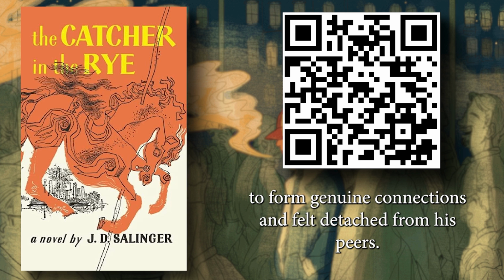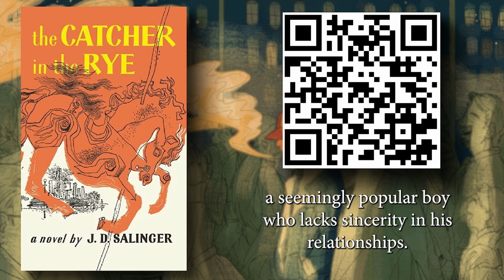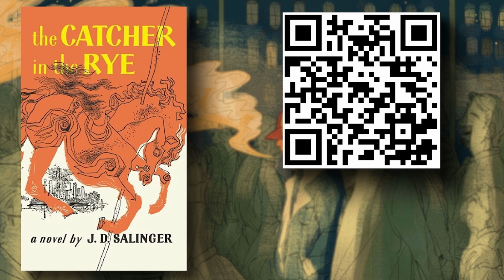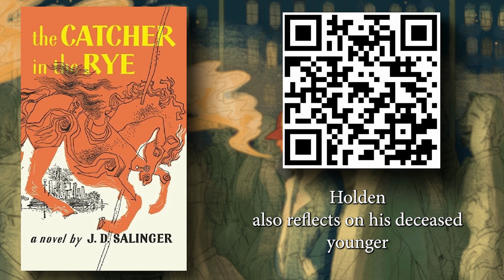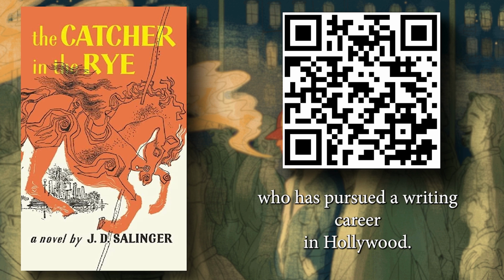Chapter 2. Holden delves into his past experiences at Pencey Prep, a place where he struggled to form genuine connections and felt detached from his peers. He specifically focuses on his roommate Stradlater, a seemingly popular boy who lacks sincerity in his relationships. Holden also reflects on his deceased younger brother Ali, who he deeply misses, and his older brother DB, who has pursued a writing career in Hollywood.